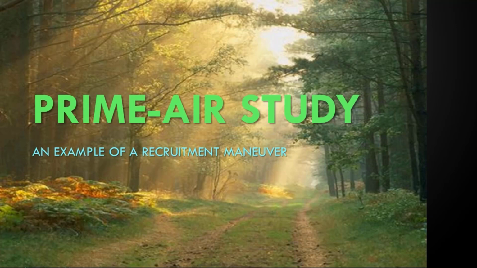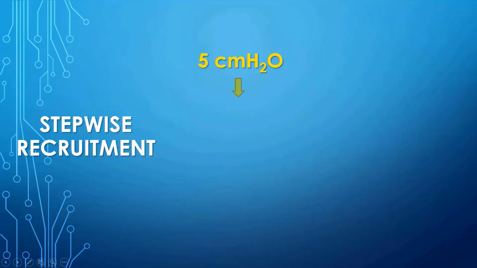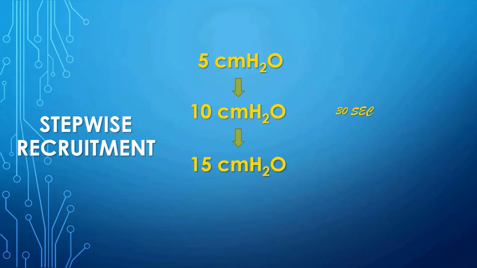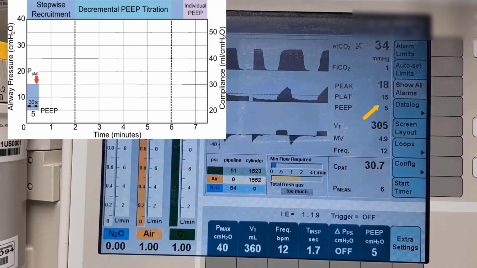Welcome. This is an educational video showing an example of how to perform a recruitment maneuver and PEEP titration for the PRIME AIR trial. Starting at a baseline PEEP of 5 cm of water, the stepwise recruitment will consist of the increase of PEEP from 5 to 20 in 5 cm of water steps of 30 seconds each.